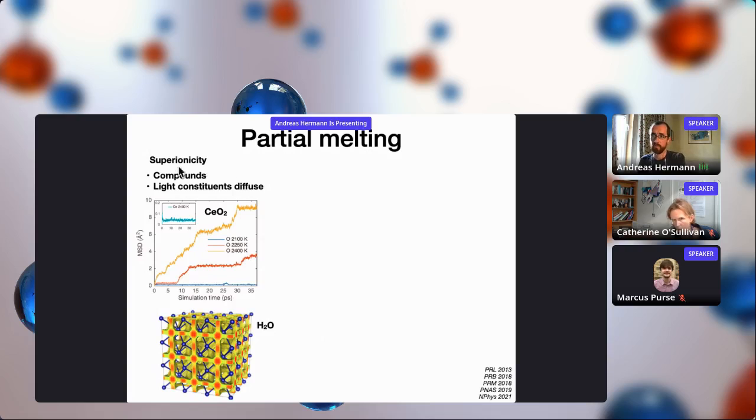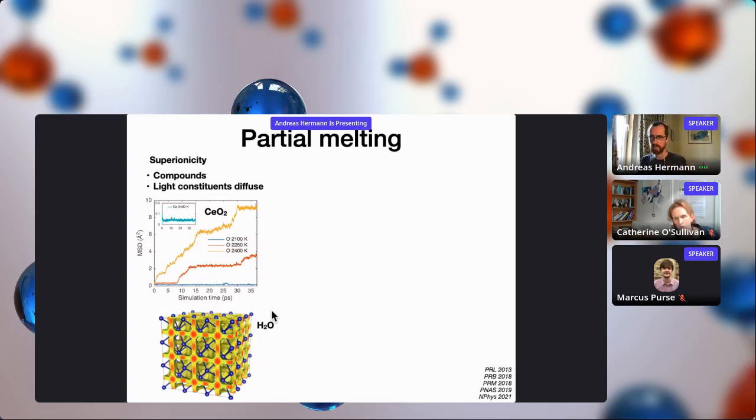You might be familiar with superionicity. Superionic conductors are compounds where usually the light constituents diffuse above a certain temperature, whereas the heavy constituents are solids. Here are simulation results from ceria. Above 2250 Kelvin, the oxygen starts to diffuse, but the cerium always remains in the crystalline lattice sites. Here's a picture from hot dense water. Hydrogen can diffuse throughout the entire system, and oxygen still forms a crystalline lattice.